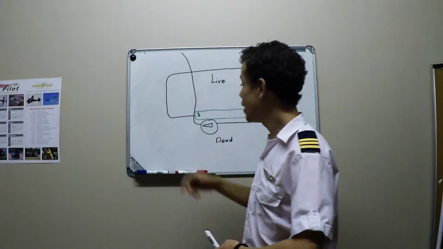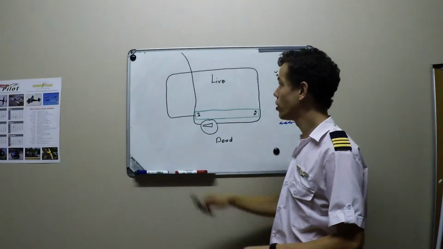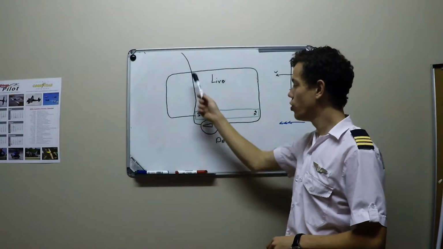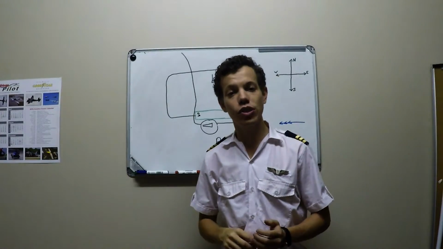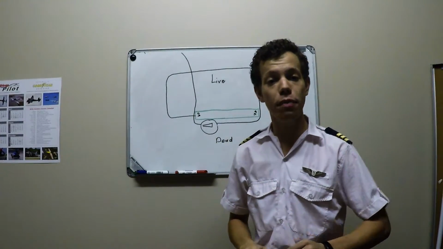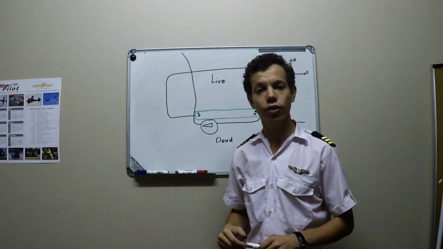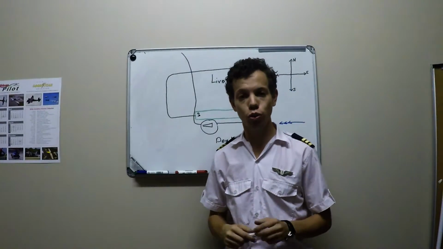So this is basically how our pattern would look. Just once again, from the north to the dead side and around for a normal circuit. Now the other difference with the unmanned joining procedure is the radio work. There's a couple of extra radio calls to do.